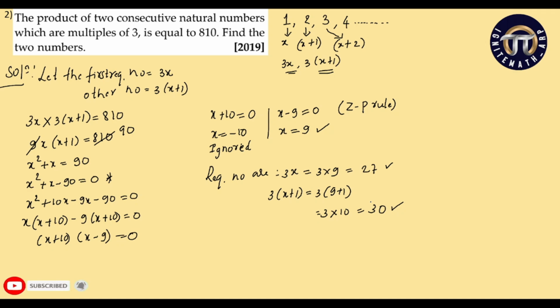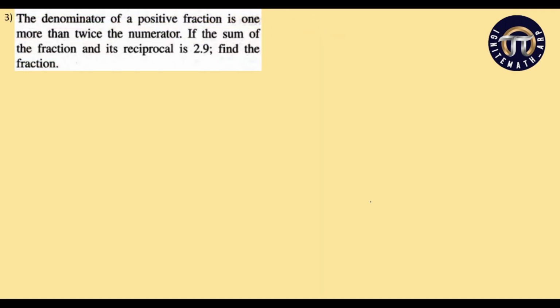So now let me take the next question, question number 3. See here, this is a fraction related problem. The denominator of a positive fraction is 1 more than twice the numerator. So what am I supposed to take as x here? Let the numerator of the fraction be equal to x.